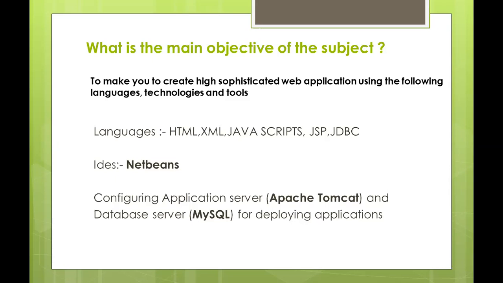So you have to use the following technologies. How to create a highly sophisticated web application? You have to use the following languages, technologies and tools that I'm going to discuss now. The languages are written on that particular slide. You can see what has to be learned to develop a highly sophisticated web application. You have to learn HTML, XML, JavaScript, JSP, and JDBC.